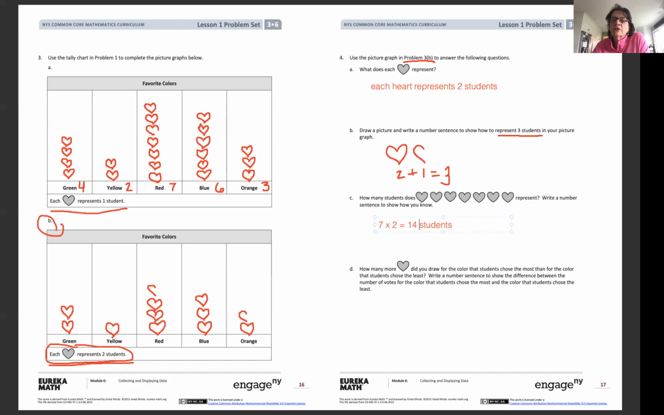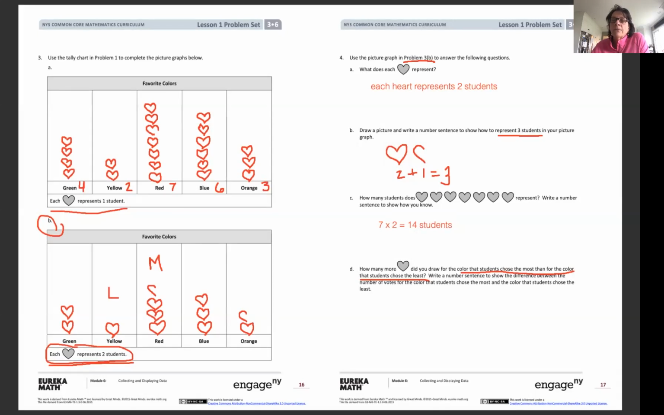How many more hearts did you draw for the color that students chose the most than for the color that students chose the least? Let's make sure we understand what's going on here. Well, I'm going to come over here and I'm going to label them. The one that they chose the most was red, so I'm going to put an M here. The one that they chose the least was yellow, so I'm going to put an L there. And that kind of helps me organize my thoughts.